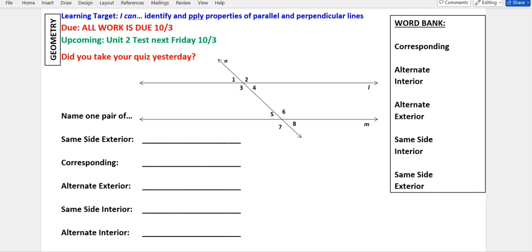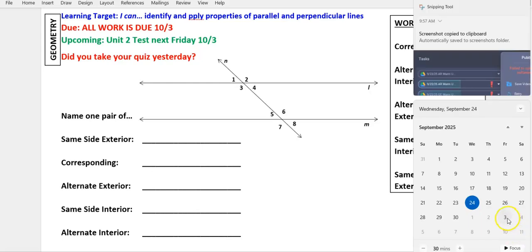All right, all work is due next Friday. Your next test is next Friday for Unit 2. And the reason why everything is due next Friday is that way we have a little cushion between next Friday, the 3rd, and the end of the grading period, which is the following Thursday.